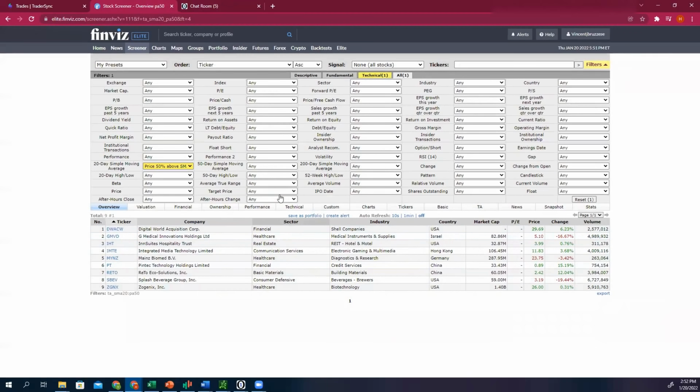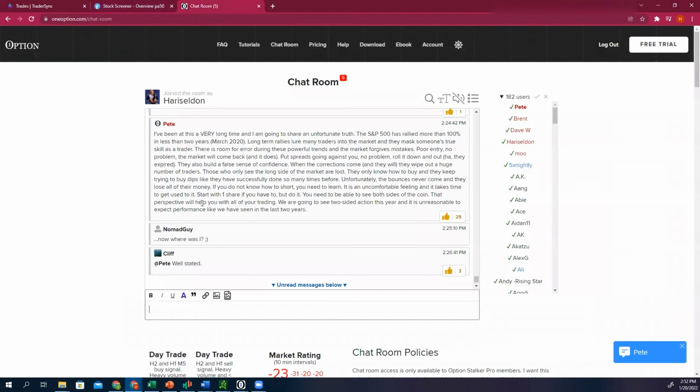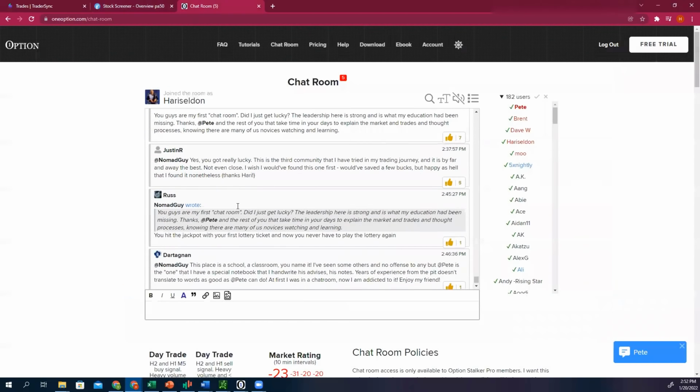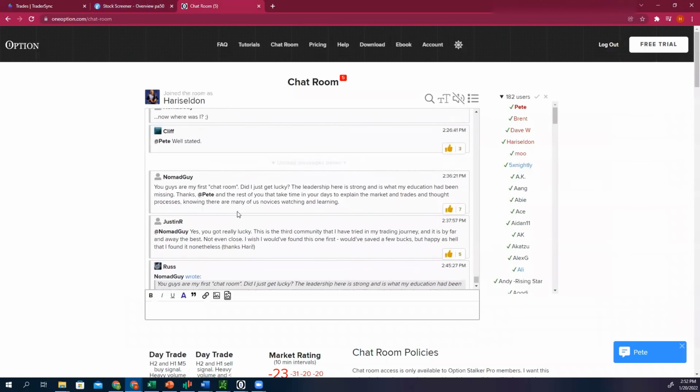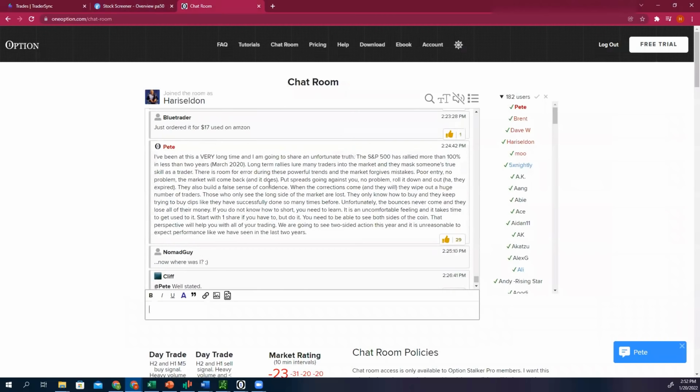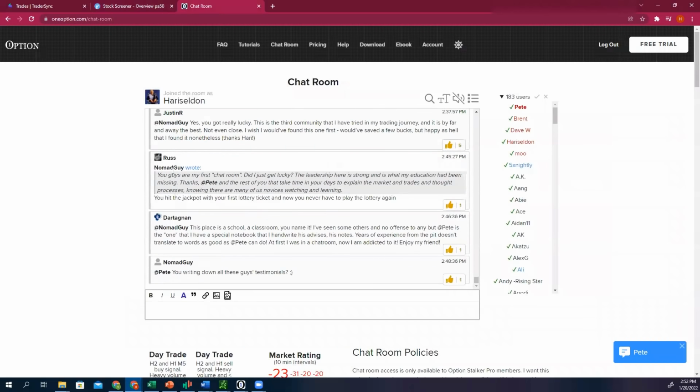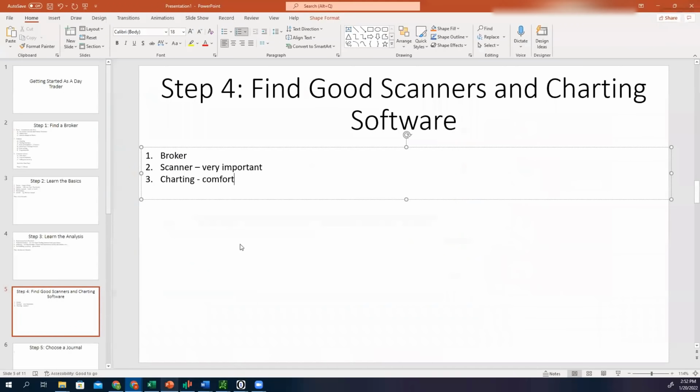There are a lot of different ways. Chat rooms, which we'll get to in a moment, are also a great way to find stocks. Here's the one option chat room, Reddit chat room, but don't depend on chat rooms alone. Okay.